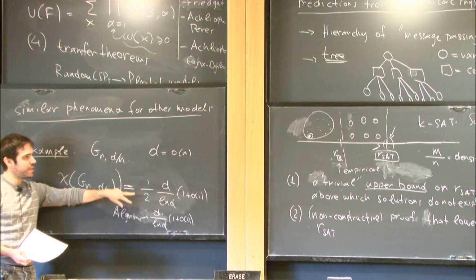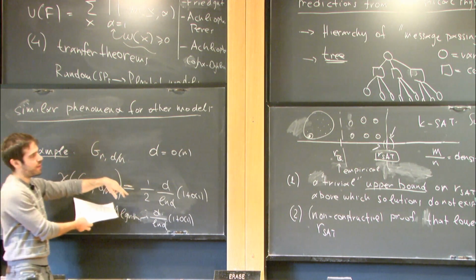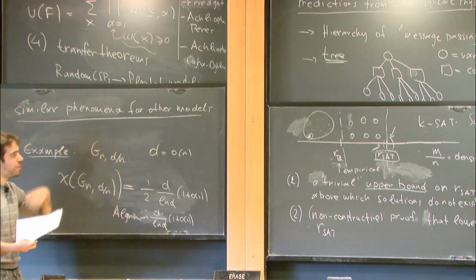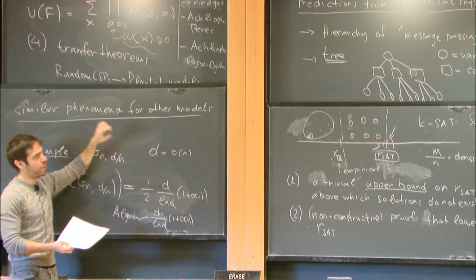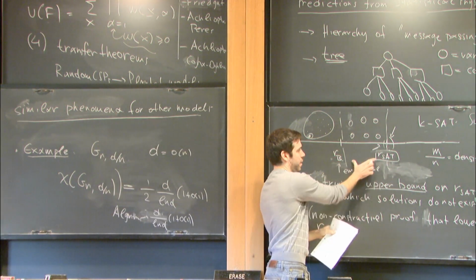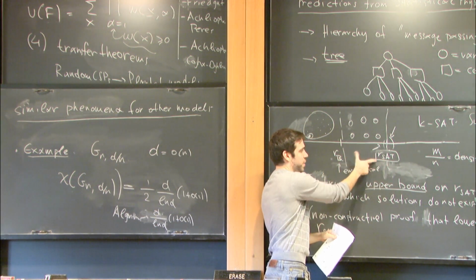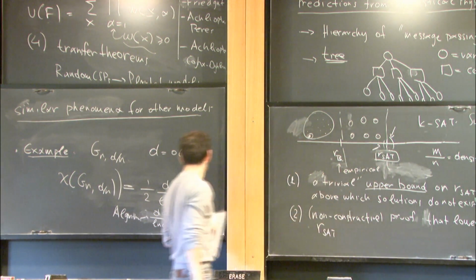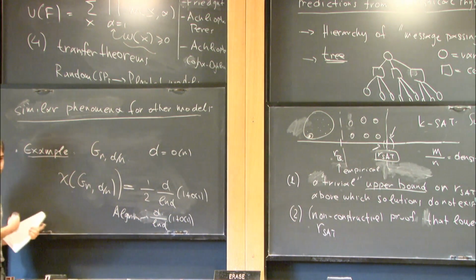And this 2 is kind of the same 2 that appears in the density if you consider the G(n, m) model. So in the G(n, m) model, for 2-coloring, the ratio between these two values is 2. And this is kind of the same 2.